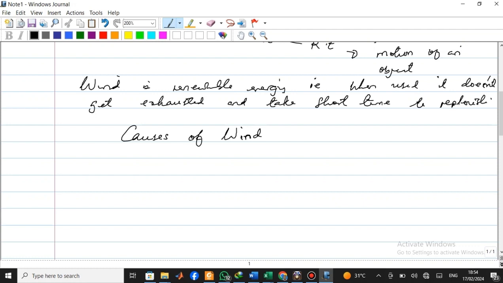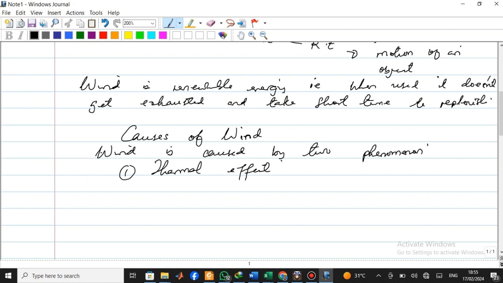Wind is caused by two phenomena. One is thermal effect, and another is rotation of the earth on its axis. Those are the main two phenomena that cause wind.